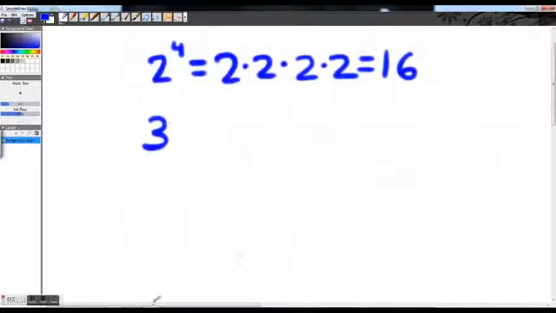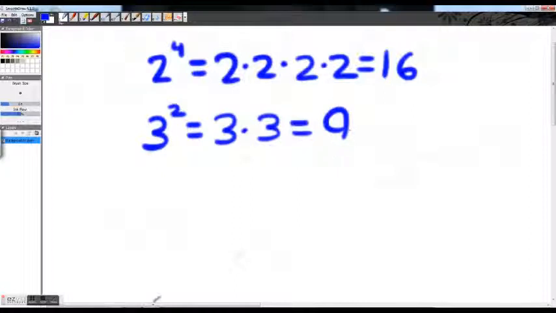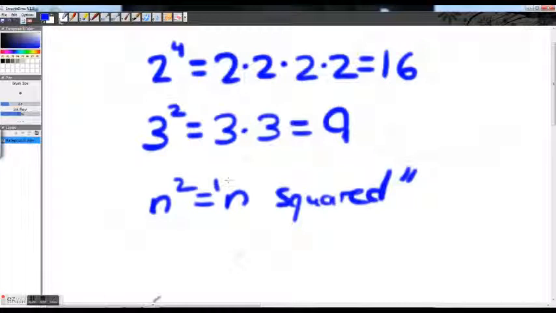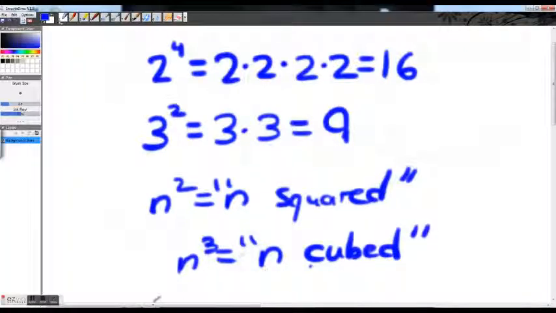We're going to take 3 to the 2nd power. This particular exponent, we pronounce it by saying 3 squared, or n squared is how it's pronounced. And n cubed. However, we don't give names to any other powers.